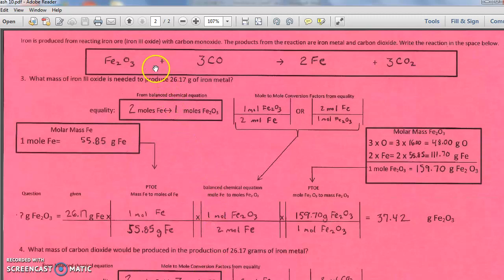How do they get iron from iron ore? One way is to react it with carbon monoxide in the presence of a tremendous amount of heat, and we can get iron out of there. The question they're asking is, how much iron 3 oxide would we need to produce 26.17 grams of iron? So they want to know what mass of the iron 3 oxide right here would be needed to produce 26.17 grams of iron metal.